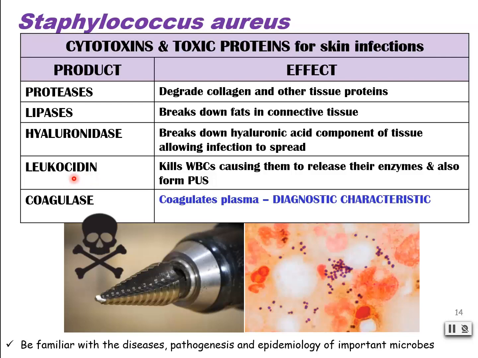Leukocidin, remember that means to kill, so leukocidin would be killing those white blood cells, and that's why you see a lot of pus associated with Staphylococcus aureus infections. Coagulase is telling you it can coagulate our blood, so it can cause fibrinogen to go to fibrin. This is also a key diagnostic characteristic of Staphylococcus aureus. And if all goes well, we'll do a coagulase plasma test in lab.